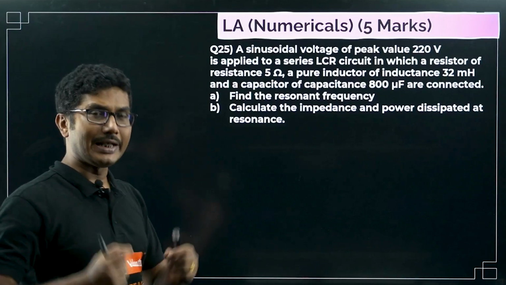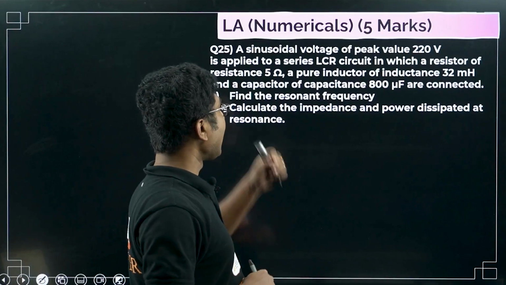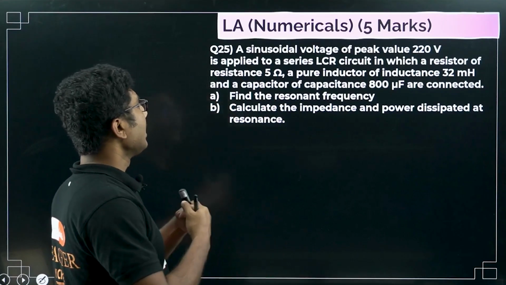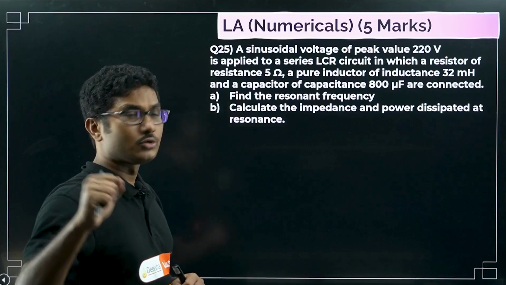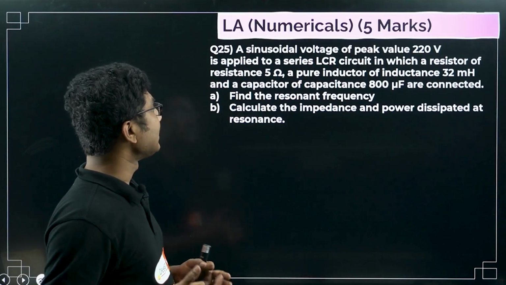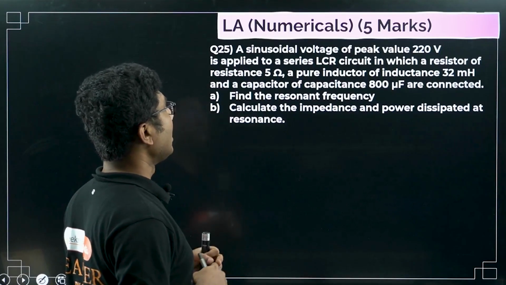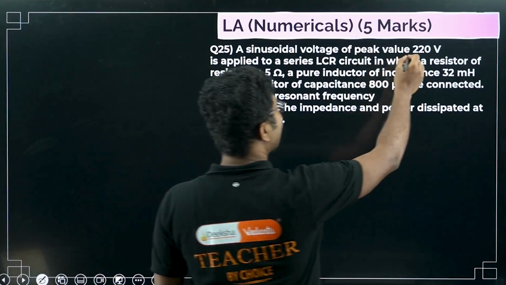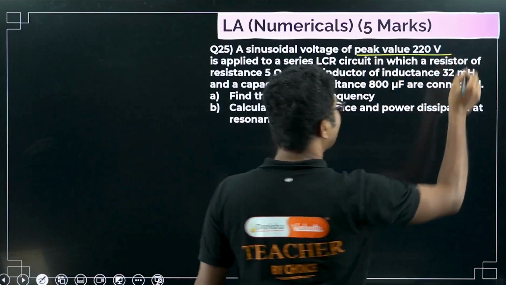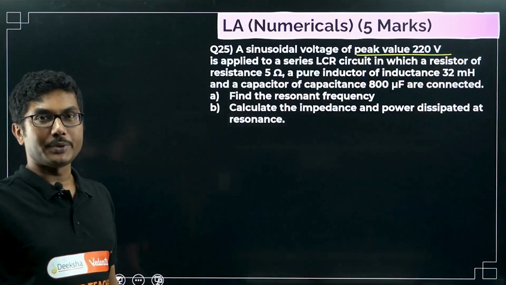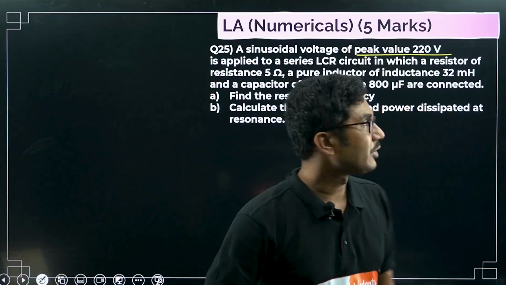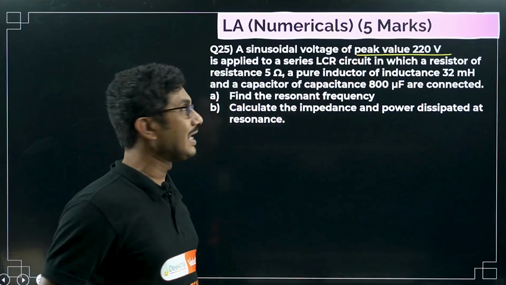This is also a very interesting question. I have taken this question from some midterm question paper. Very interesting but not super difficult. It is somewhat similar to the previous question but different. A sinusoidal voltage of peak value. So here they have given you the peak value, not the RMS value. Generally 220 volt 50 hertz means 220 volt is representing the RMS value, but here they have mentioned this is the peak value. So be very careful.